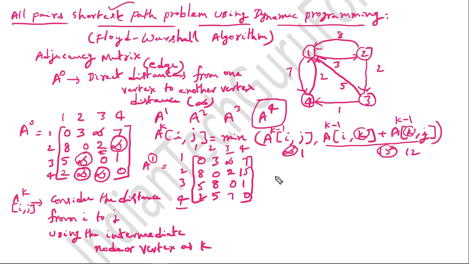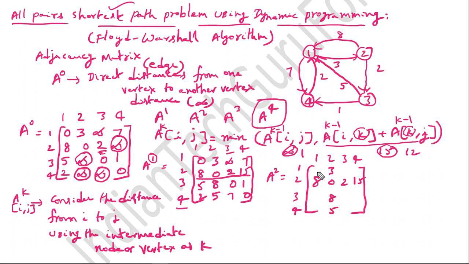Similarly, we can calculate A power 2, A power 3 and A power 4. So let us calculate A power 2, with rows and columns 1, 2, 3, 4. Whenever we calculate A power 2, the second row and second column are fixed from the previous matrix. Second row is 8, 0, 2, 15. And second column is 3, 0, 8, 5. These are fixed, and 1 to 1 is 0, 3 to 3 is 0, 4 to 4 is 0. So these are the fixed values, and we need to calculate the remaining values.